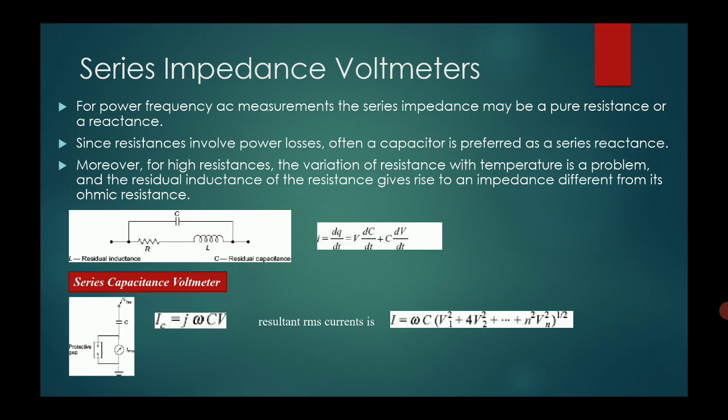Now in these series impedance voltmeters, we have different variations. One of them is a series capacitance voltmeter. Here we have this voltmeter with a series capacitance. The voltmeter has a protective gap. This protection is provided for the voltmeter in case there is a problem with the series capacitance. The current in the capacitance is given by jωCV. The resultant RMS current is given in terms of ωC√(V1² + 4V2²) and so on, depending on the different voltage levels.